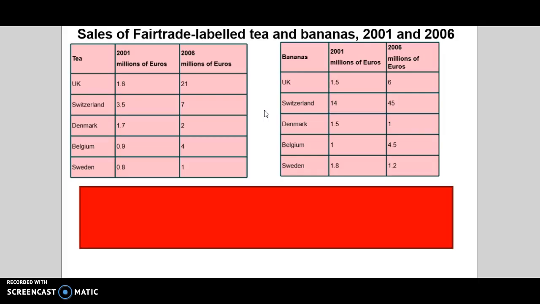Now, it's very important to quickly have a look at the data that you have and to look at the most important details here. So we see here that the 5 countries represented are in Europe, and we see here that we have 2 years. It's not a period of time, but 2 specific years. So we have 2001, 2006, and the numbers here are millions of euros.